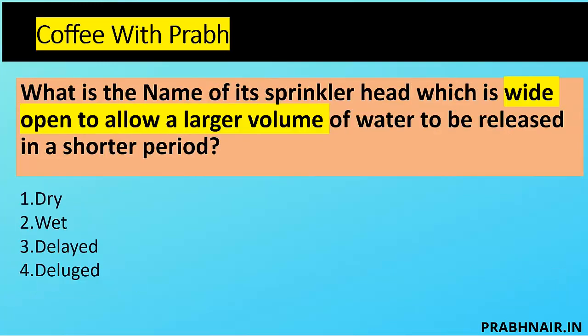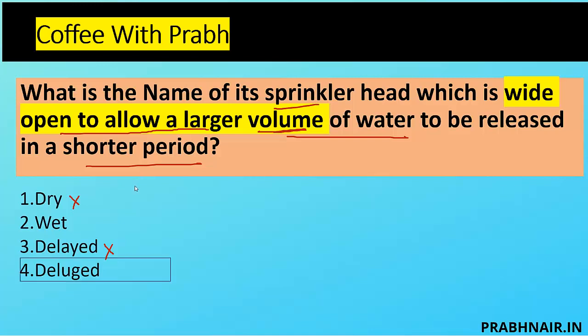Okay, so next coffee shot. What is the name of the sprinkler head which is wide open to allow a large volume of water to be released in a shorter period? Dry pipe removed and delayed removed. We are left with wet and deluge. In a wet system, the pipe dimension is small, so the only option left is the deluge system. In a parking area, you can find that suppression system. That's why the answer is the 4th.